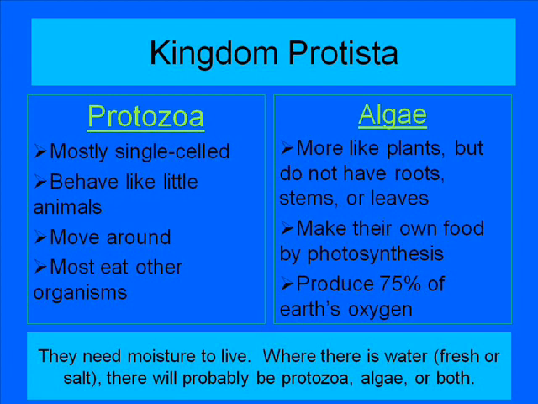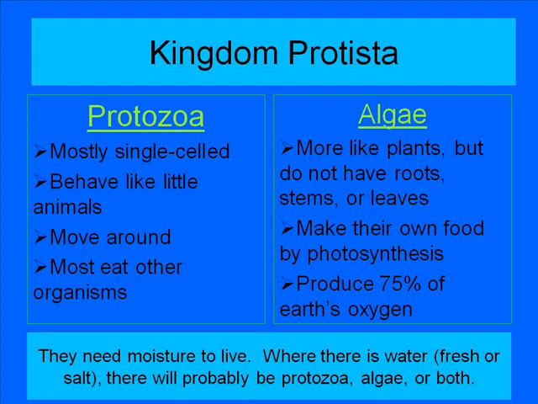The other group of organisms in kingdom Protista is algae. Now, algae is more like plants, but algae do not have roots, stems, or leaves. Algae make their own food by photosynthesis just like plants do. But remember, they are not plants because they don't have the roots, stems, and leaves.